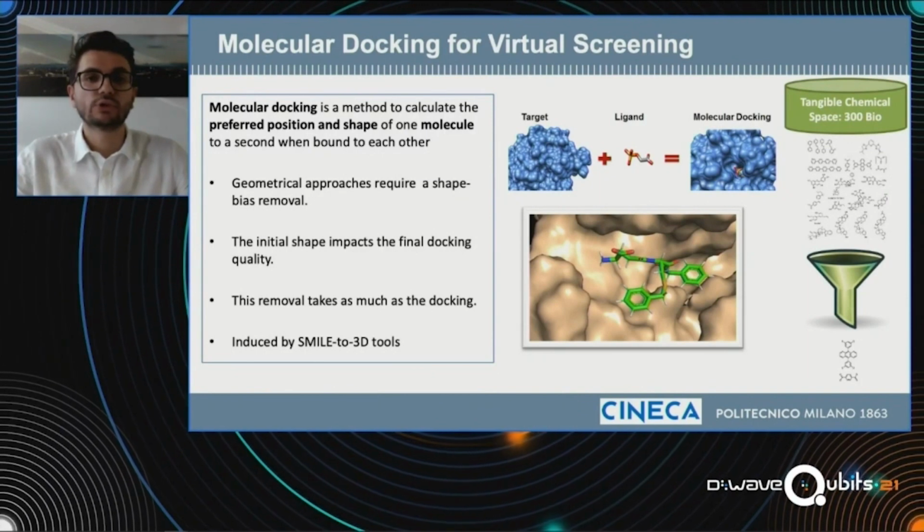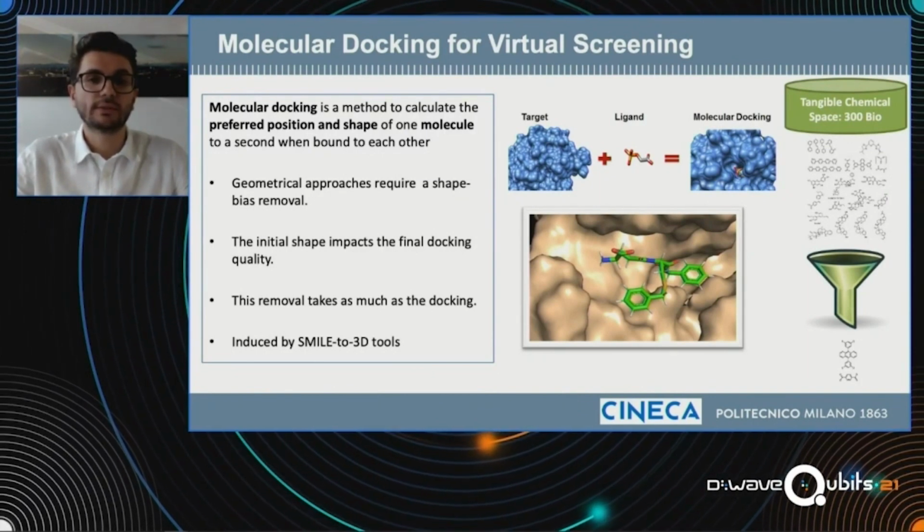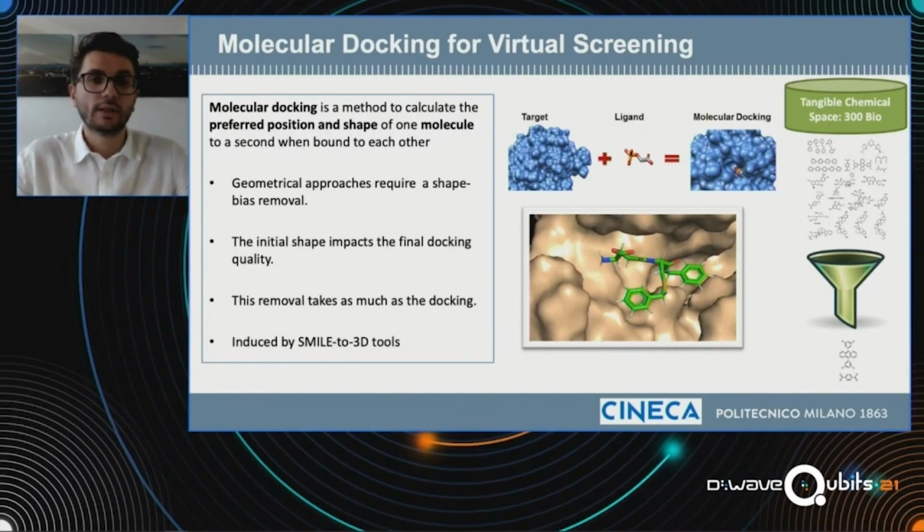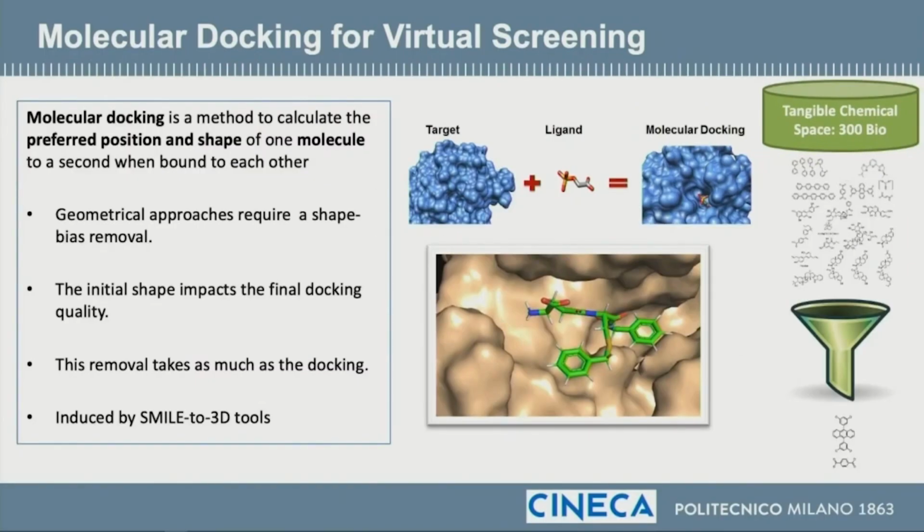The in silico approach to drug discovery is a multi-tiered process that encompasses several computational techniques with the objective of screening databases of the order of billions of molecules to forward to the later experimental stages. One of the techniques involved is molecular docking, that simulates on atomic level the interaction between a compound, the ligand, inside the protein's binding site called pocket, in order to calculate the preferred position and shape of one molecule to a second one when bound to each other.